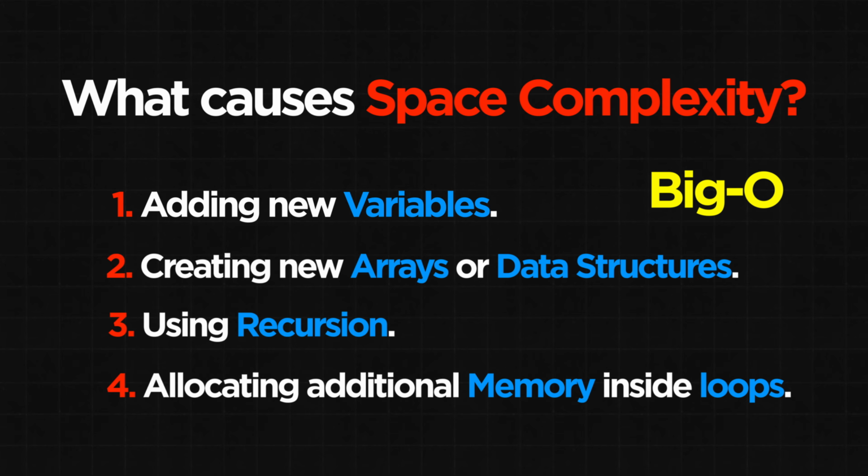When we measure space complexity, we do not count the input itself. If a function receives an array of size n, that array already exists. We didn't create it. So we only measure the extra space our algorithm allocates. Extra variables, extra arrays, recursive stack calls. That's what space complexity measures, not the input, only the additional memory.